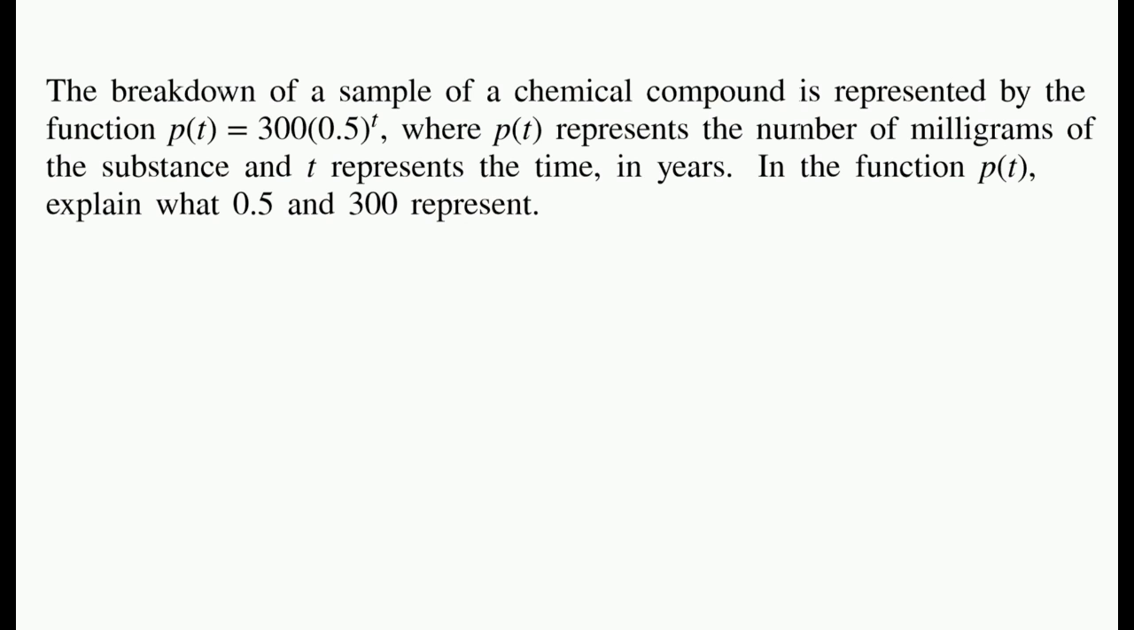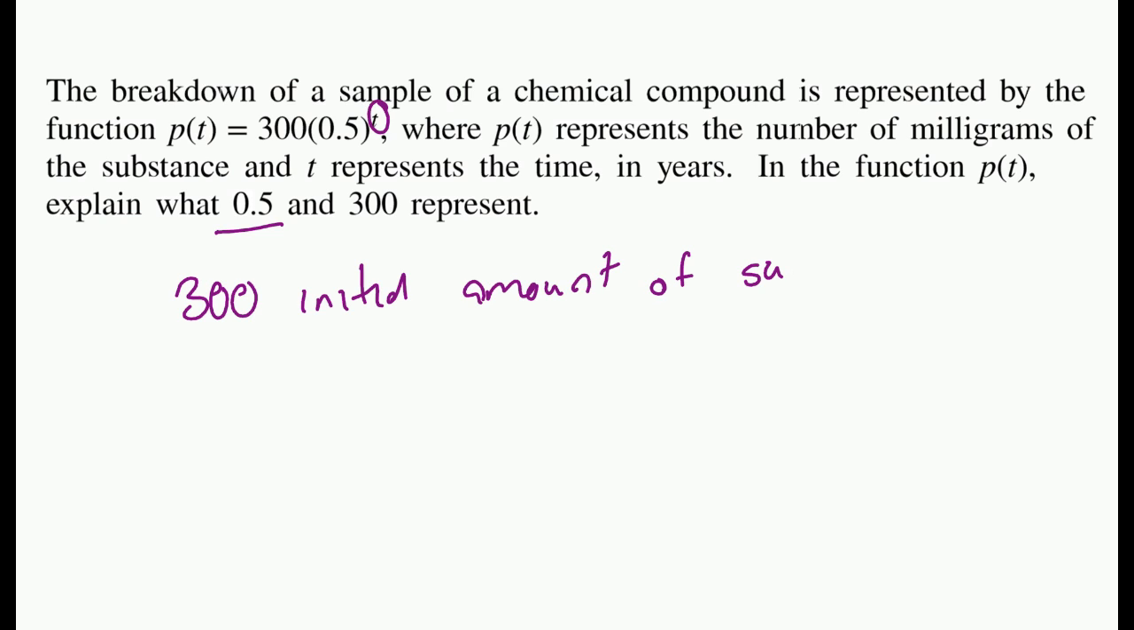The breakdown of a sample of a chemical compound is represented by the function p. So it's exponential. How do I know it's exponential? The variable's up in the exponent. Explain what the 0.5 and the 300 represent. The 300 is the initial amount of substance that we had, the initial amount of milligrams.